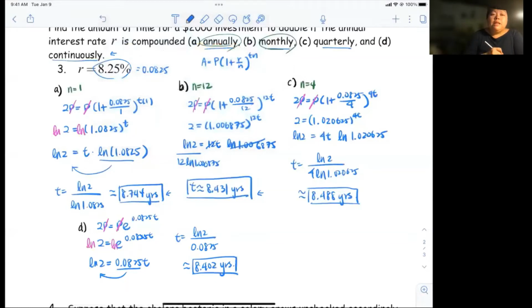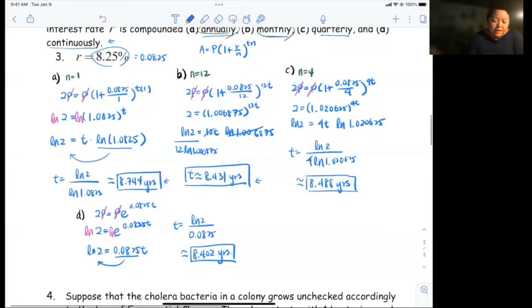So they're relatively close. I think mainly because your interest rate is really high at 8.25%. It's never this high. So the amount of time is not going to make a huge difference. If the rate is different, then the compounding will definitely make more of a difference, right? If it's a little bit lower, okay?